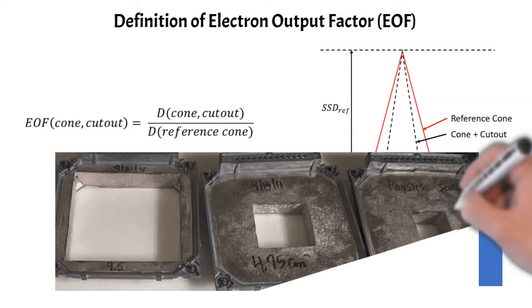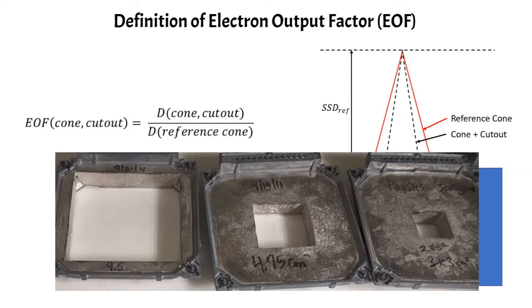And here's an example of some of the cutouts that you might insert into the cone to determine these output factors. So they're just square cutouts, and these are what are actually used to measure the output factors and what are used to actually tabulate the beam data.